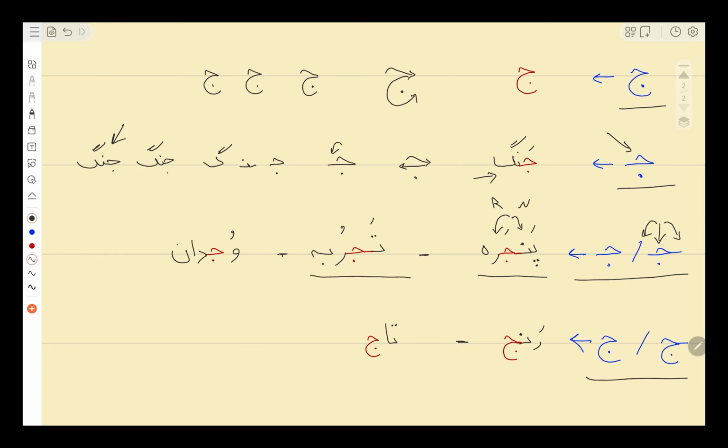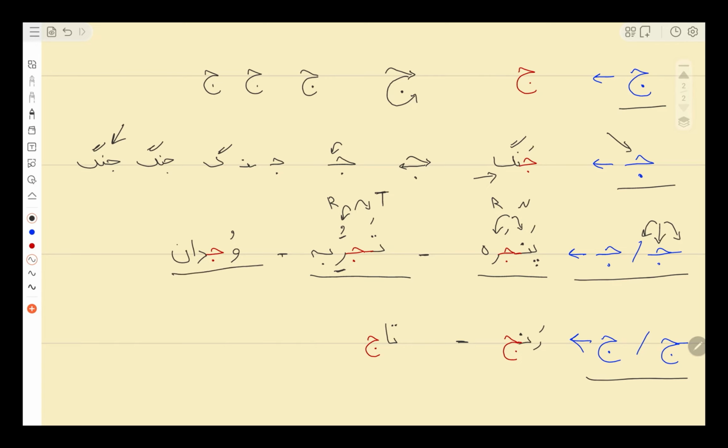Also in this word Tecrübe, Tecrübe, which means experience, you can see here the letter Jim is connected to the letter on its right side, which is the letter T, and to the letter on its left side. Not this one, this is just a vowel, but this letter, the letter Re, Tecrübe.